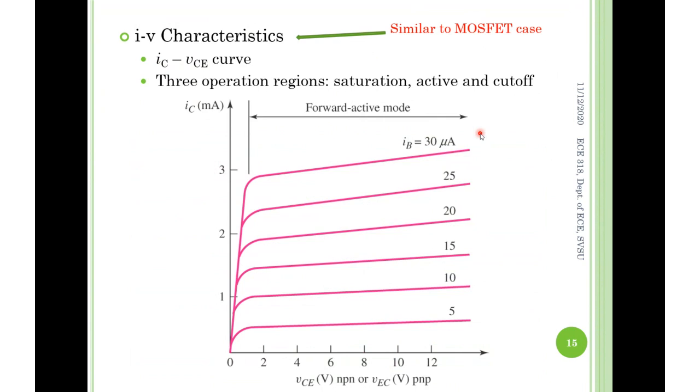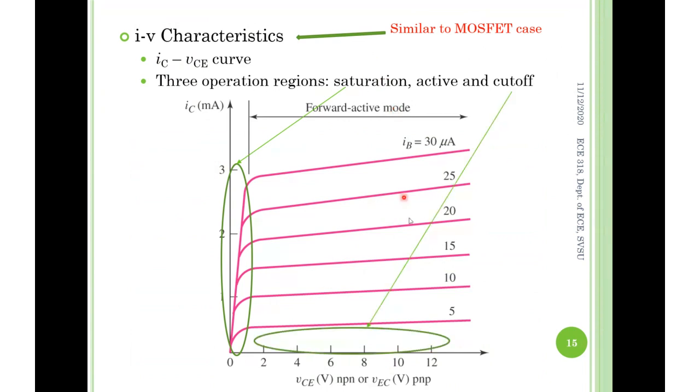Instead of saturation, non-saturation, and cutoff in MOSFET, we have saturation, active, and cutoff. Also be very careful. This region contained by the green oval, what is it called in the MOSFET? Anyone remember? Non-saturation. Very good. And in the BJT, what is it called? Saturation. This is a little bit tricky, but remember this correctly.